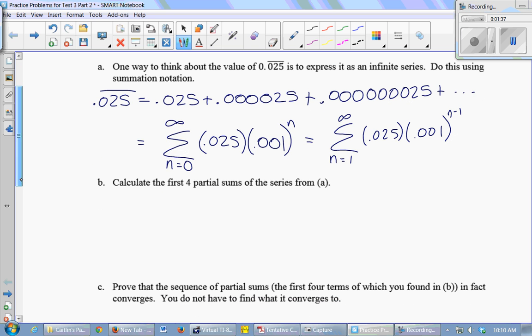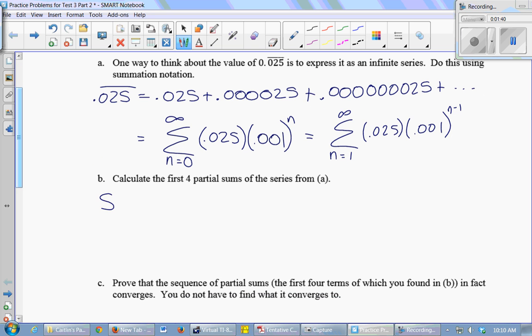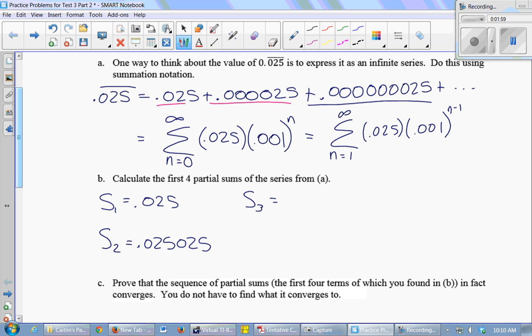So my first four partial sums, remember a partial sum is the sum of the first several terms. So S1 is just the first term, which is 0.025. And S2 is the sum of the first two terms, which would be this plus this, which comes out to 0.025, 025. And then S3 is going to add the third term, which is 0.025, 025, 025. And S4 is 0.025, 025, 025, 025.